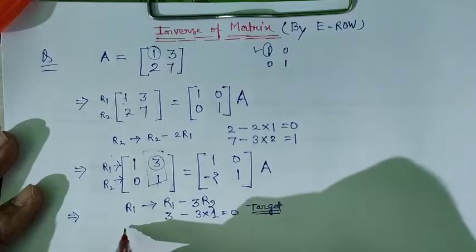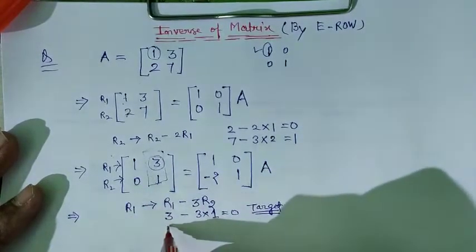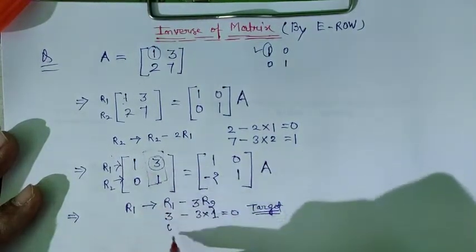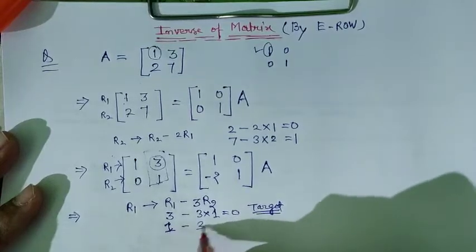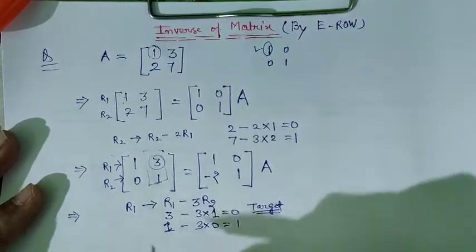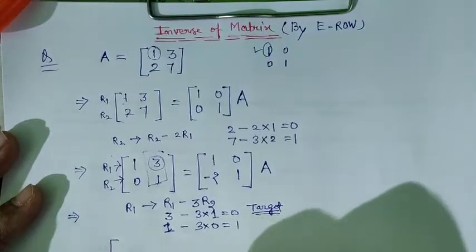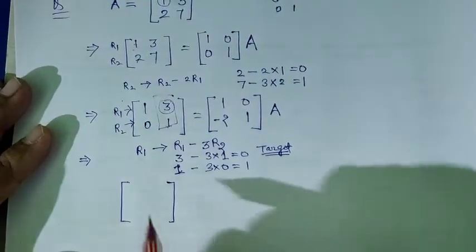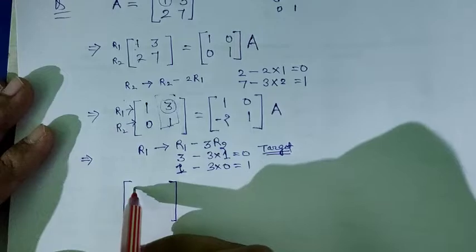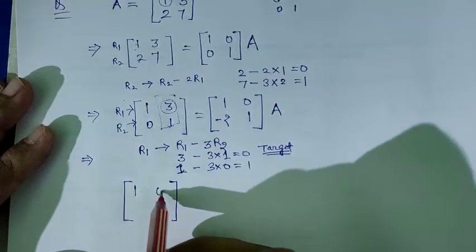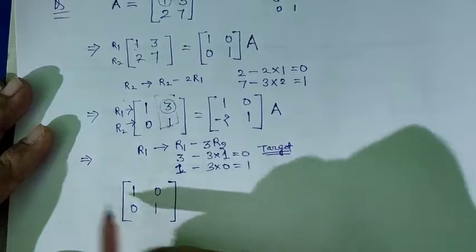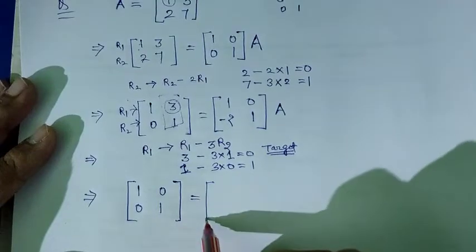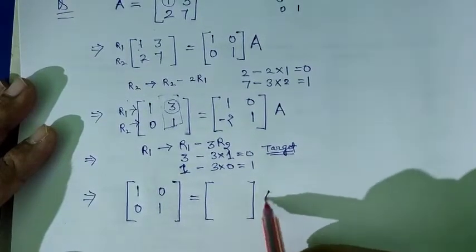Now in place of 0, in place of 1 it will be, R1 is 1, so 1 minus 3 into 0 will give you 1 again. So in that way we have got the matrix like this: 1, 0, 0, 1. So we have got the identity matrix, but our work has not been finished yet.